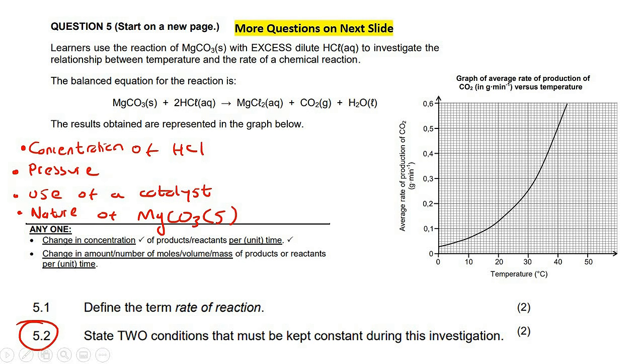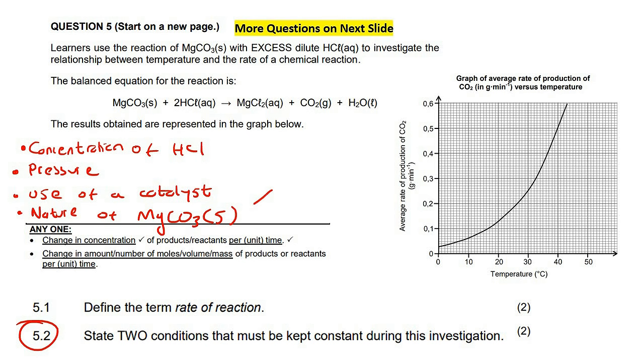So if we're going to use a catalyst, then use a catalyst for all of the experiments. If we're not going to use a catalyst, then don't use a catalyst for any of the experiments, okay? But don't use one experiment with a catalyst and then one experiment without a catalyst. So they must choose what they're going to do.